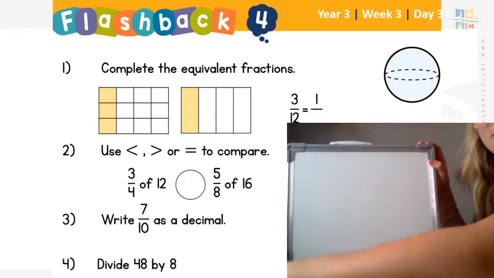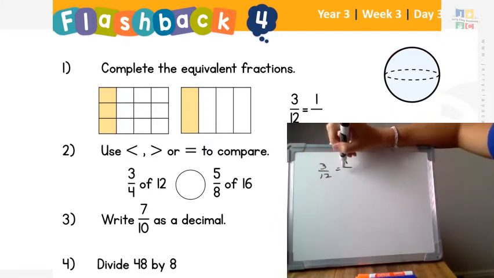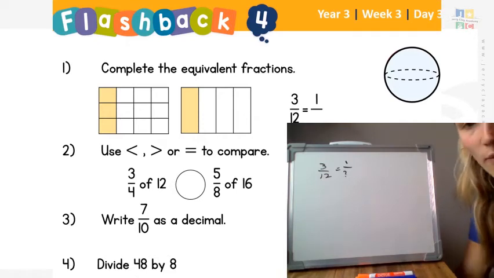Okay, right, let's have a look at number one. So number one, complete the equivalent fractions. So 3/12 is equivalent to 1 something. So you could have used the picture to help you to show what 3/12 looks like and how this is equivalent to the other part.